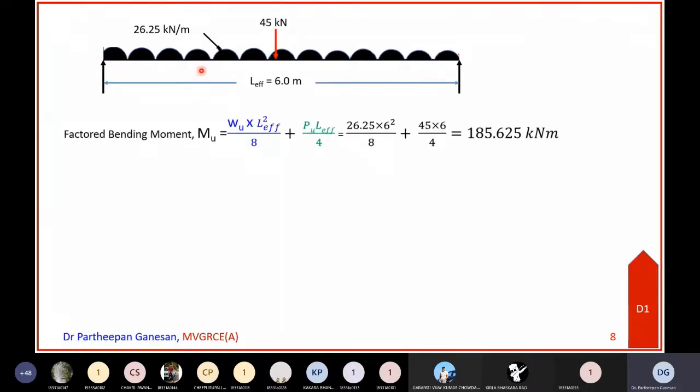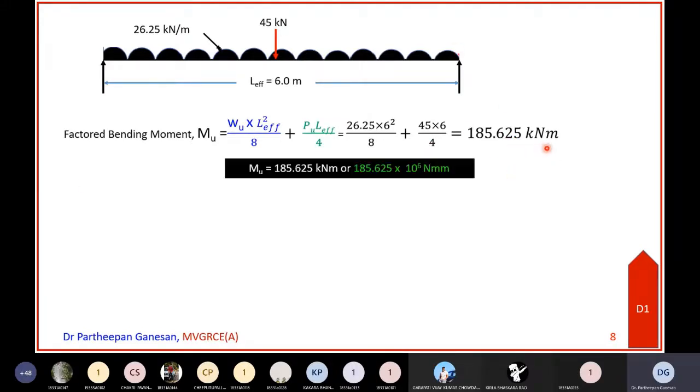For example, let us say the 45 kilonewton is applied somewhere, 2 meter or 1 meter from here. Then you draw the shear force diagram. Wherever shear force changes its sign from positive to negative, that is the place where your bending moment will be maximum. So you have to find out the maximum bending moment, right? So this is the factored bending moment.